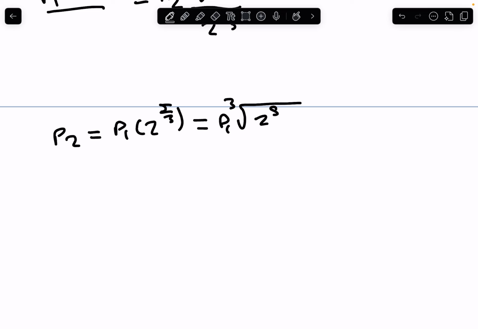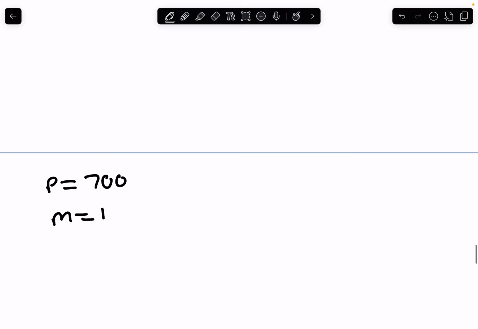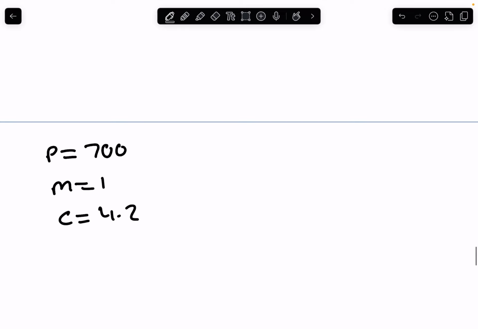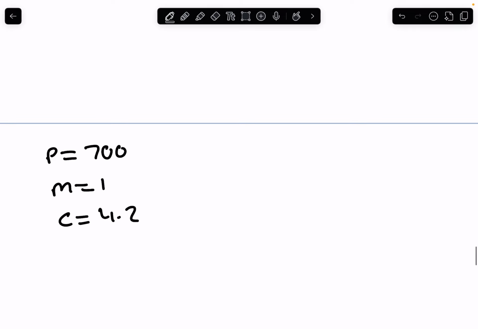Actually, I'll even solve another question. Okay, this is a more mathematical question. It's an easy one. So a 700 watt electric heater, so let's write your givens, P equals 700, is used to heat 1 kilogram of water. So M equals 1 without energy losses. The specific heat capacity of water, so C equals 4.2. What is the time taken to heat water from 25 to 95 degrees Celsius? So delta T, we can write it 95 minus 25, which equals 70.